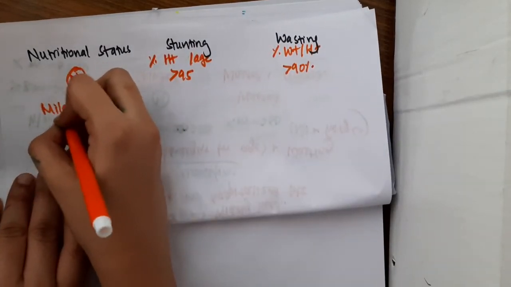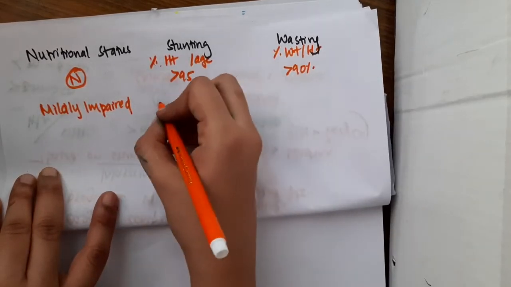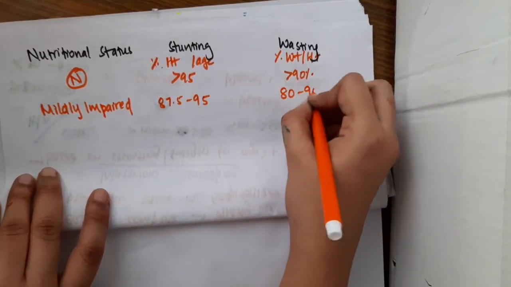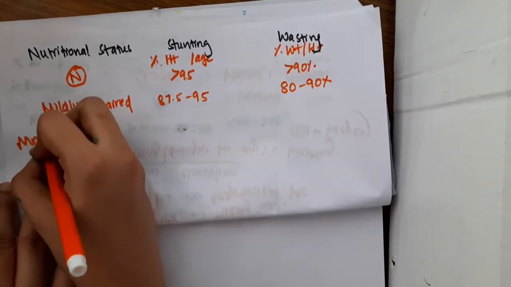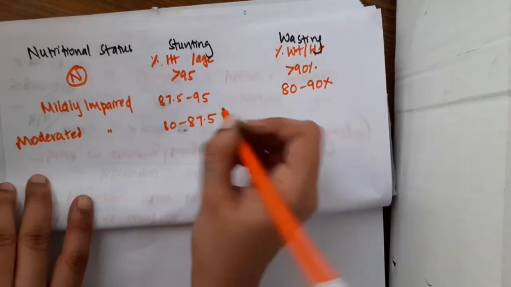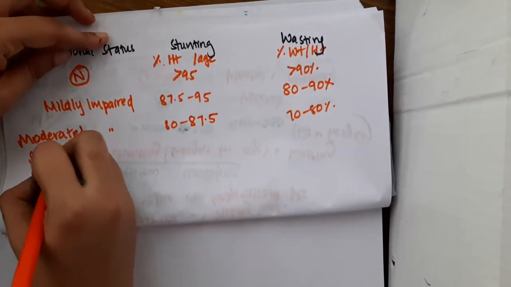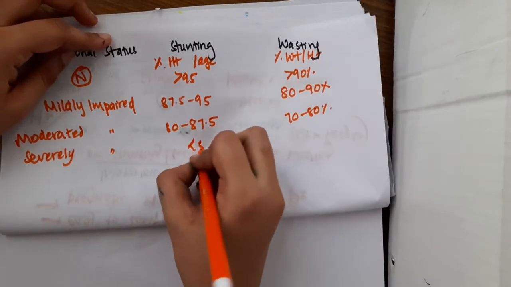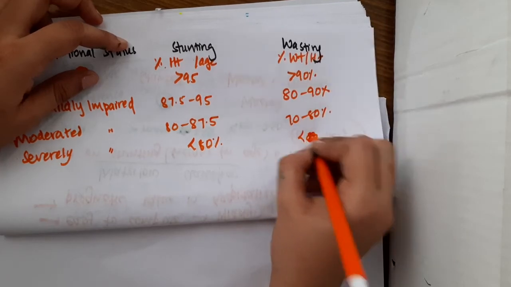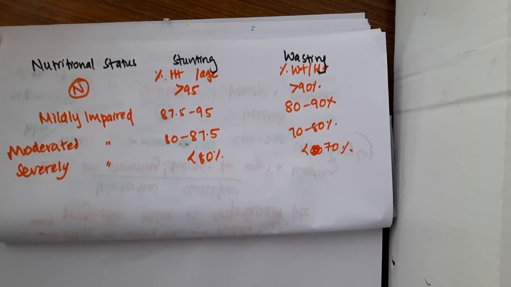Then we call it mildly impaired nutritional status if the height for age is 87.5 to 95% and weight for height is 80 to 90%. Then we call it moderately impaired if the height for age is 80 to 87.5 and weight for height is 70 to 80%. Then we call it severely impaired if the height for age is less than 80% and weight for height is less than 70%. So this is the classification of malnutrition. Thank you.